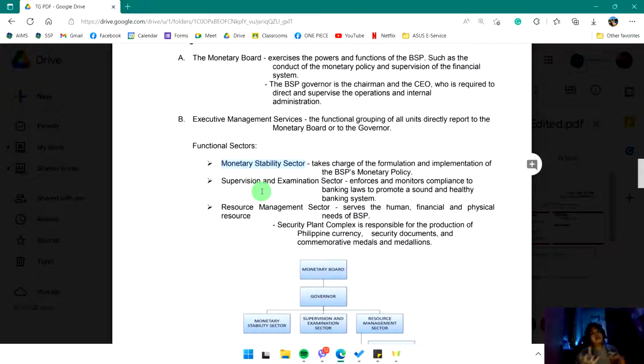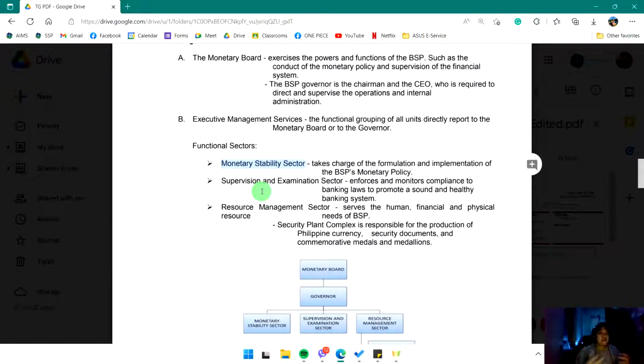Sa isang traditional na company, meron din tayo na to. Dito lumalabas yung mga different departments na meron tayo. Meron tayong human resource department, marketing department, finance department, the actual operations itself, the operation unit ng isang business, and everything else. Lahat ng mga tao na responsible to do the actual work of the company, dito po yun sa Executive Management Services. So balik tayo kay BSP.